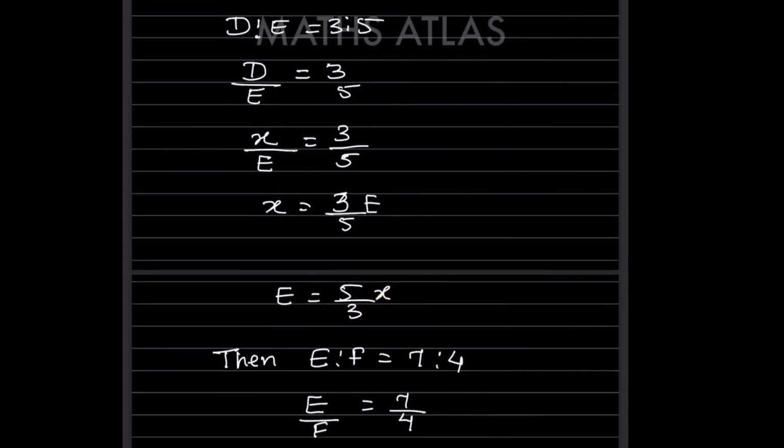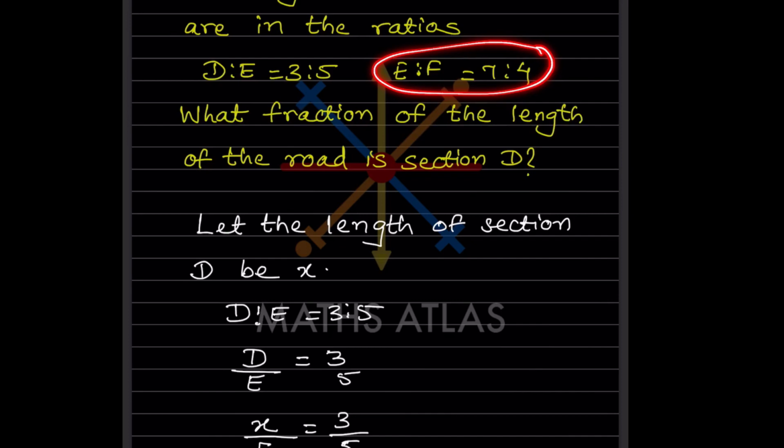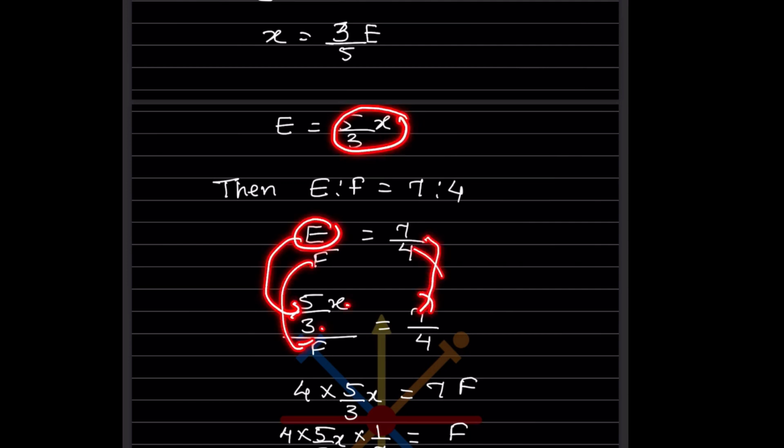So now let us skip this at the side first. Now we'll look at the other ratio, that is E is to F is 7 is to 4. So E is to F is 7 is to 4 means E divided by F is 7 by 4. So in place of E, now we got E as 5 by 3x. So we'll put here 5 by 3x and F as it is.